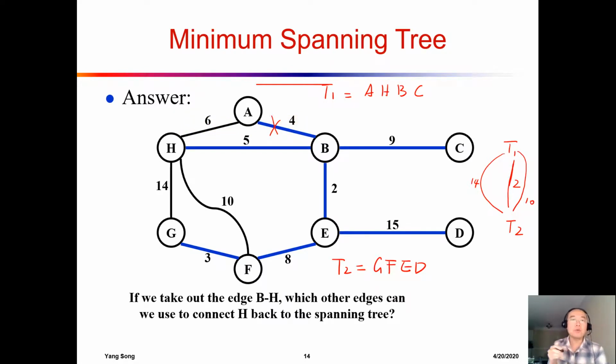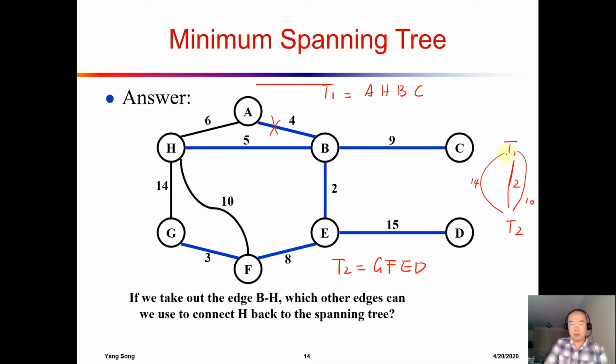So if we want to connect A back to T1, what do we do? Then we have to pick A to B, right? So the point is, number one, inside T1 or T2, they are both optimal sub MSTs. Okay, T1 and T2, they are both optimal sub MSTs. And after that, between T1 and T2, we want to pick the edge with the smallest weight.